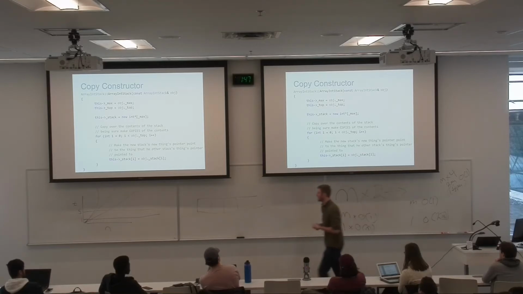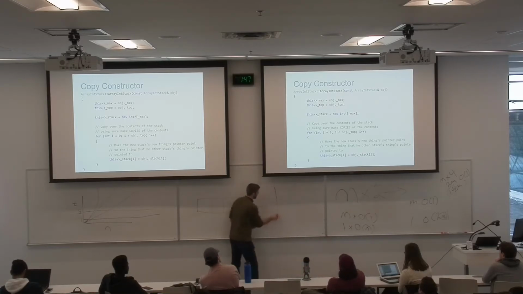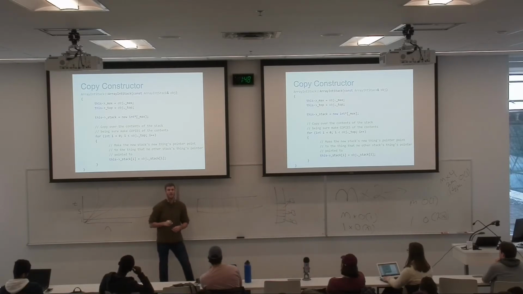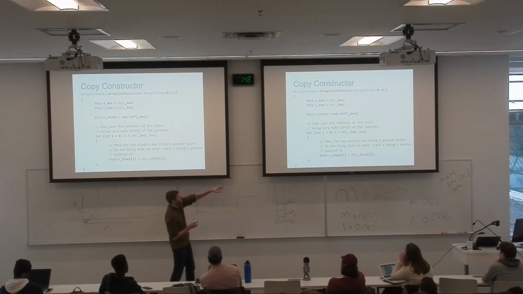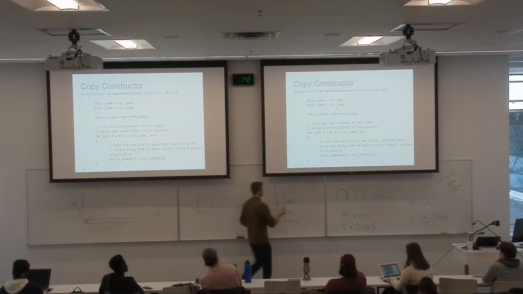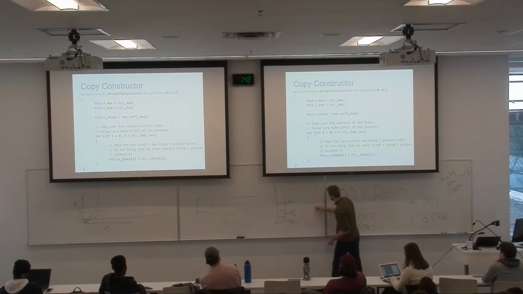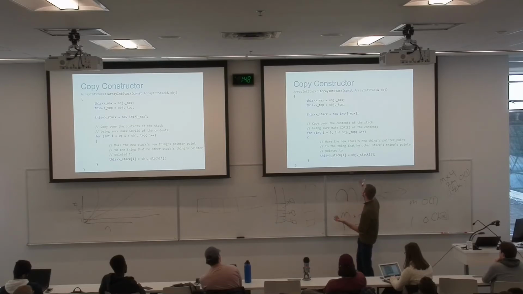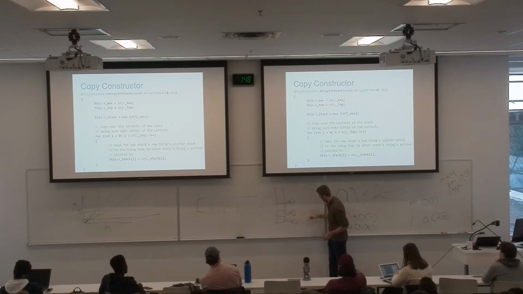So what this means is, if I have a stack with something like this in it, and I make a copy, based on this code, the copy is going to create a new one, great. Copy over the pointers, but don't make copies of the integers. Just copy over the pointers. So we're going to have this situation.